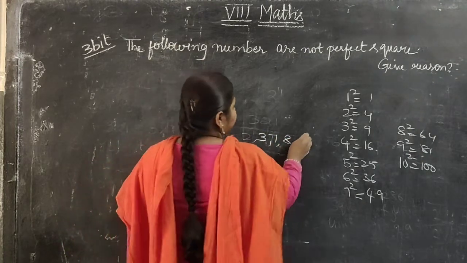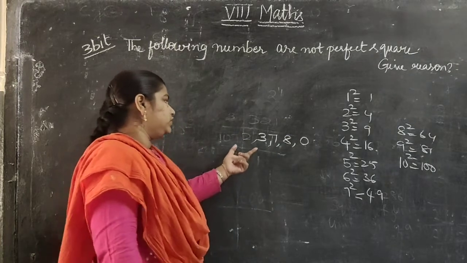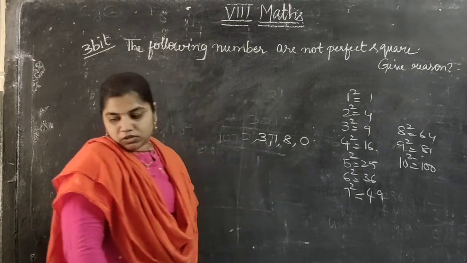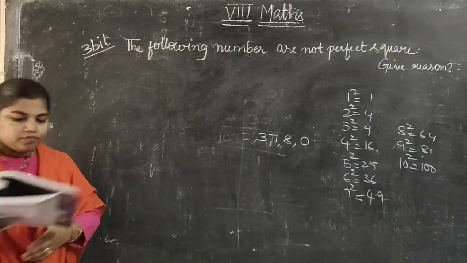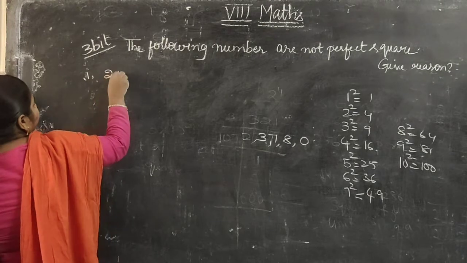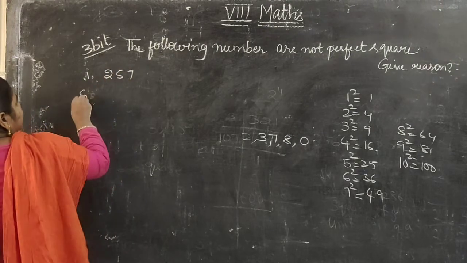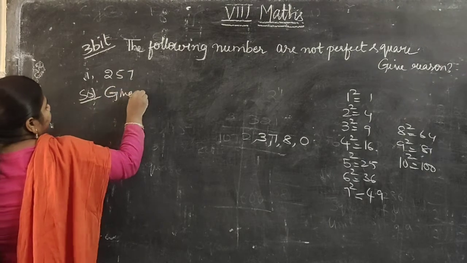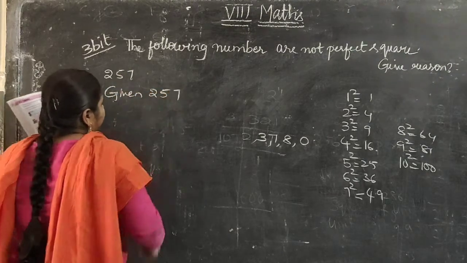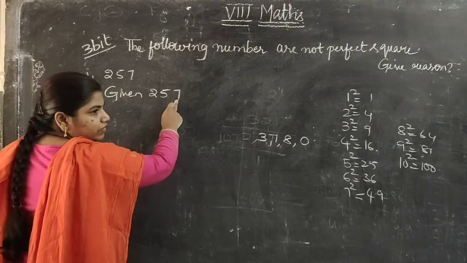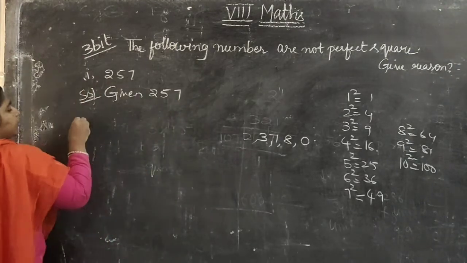And also a single zero. So numbers ending with these digits will not be perfect squares. Only that reason we have to write here. So the first one is 257. The last digit here is 7, so that will not be a perfect square. If it is ending with 7, that will not be a perfect square.